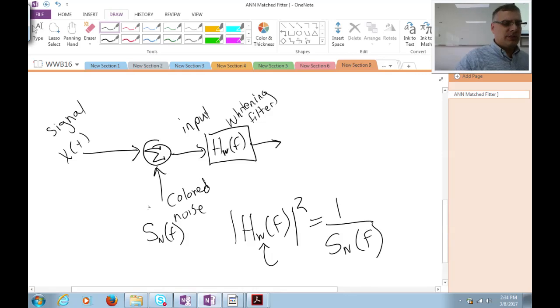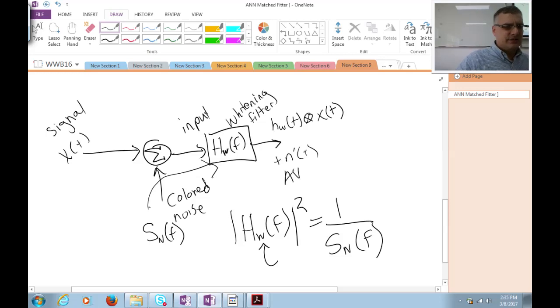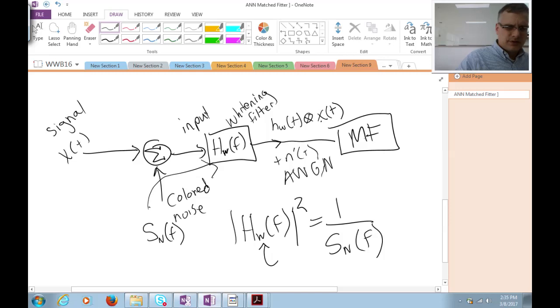But the point is, when you transmit noise like this through this filter, what you're left with now is H of W of T convolved with your signal. That's the information signal coming through. And now the noise that you're adding is additive white Gaussian noise. So if you do this step, all you have to do at that point is make a matched filter.